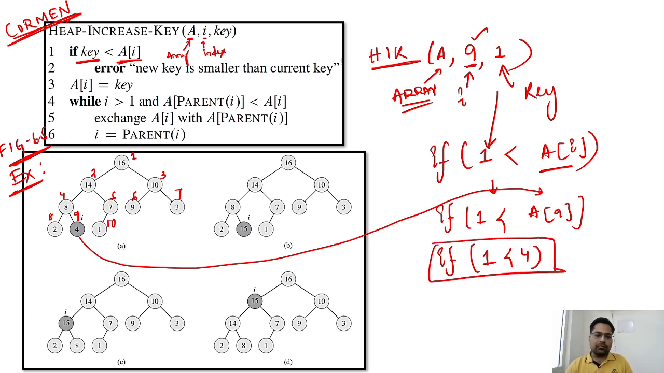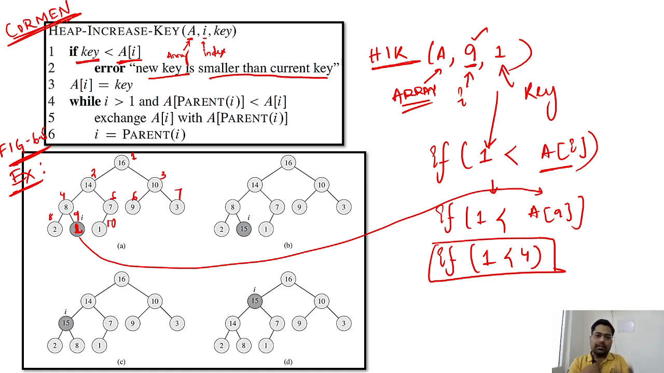Now A of 9 is 4. The value is written within that. A of 9 is 4. If 1 is less than that, so the new key is smaller than the current key. Current key is 4. The new key is 1. So no need to increment or decrement. Simply place that 1, because it is not violating. Instead of 4, you just replace it with 1, and it is not violating the max-heap condition or max-heap property.